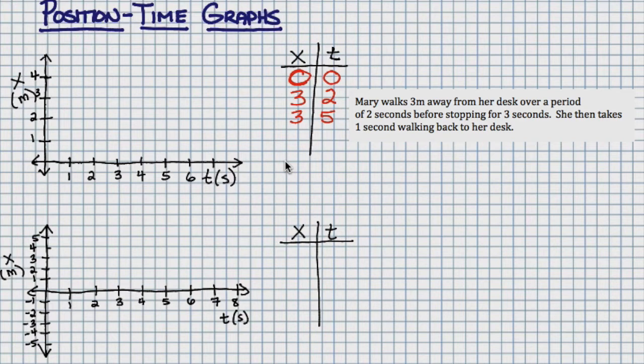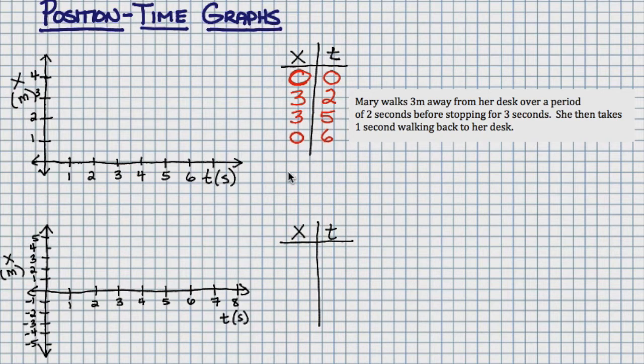If we take a look at the last piece of information, she then takes 1 second walking back to her desk. So she takes 1 additional second. We were at 5. Now, 6 seconds later, she is back at her desk, which we know is her starting point. So we know her final point should be back at 0. She's back at her desk.